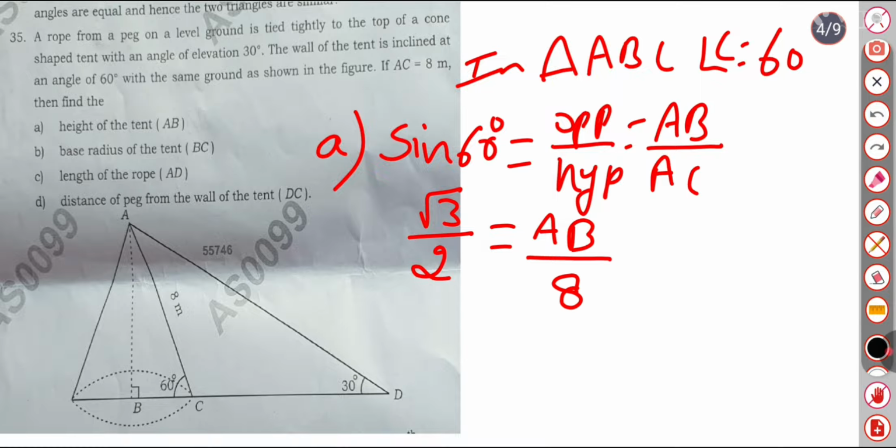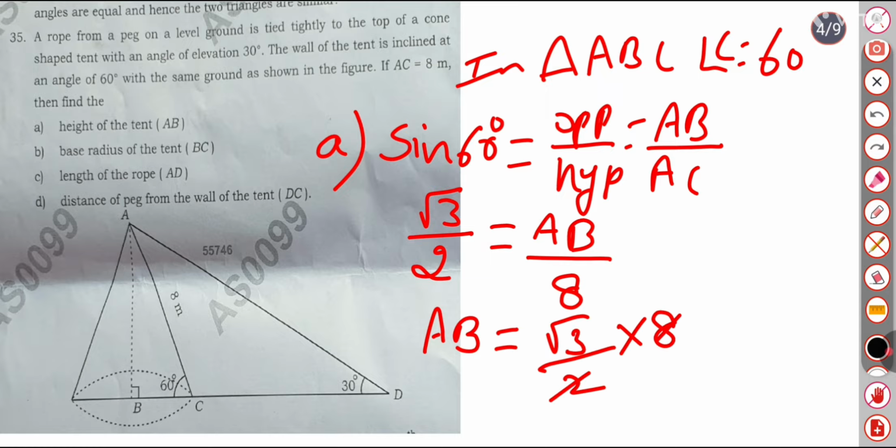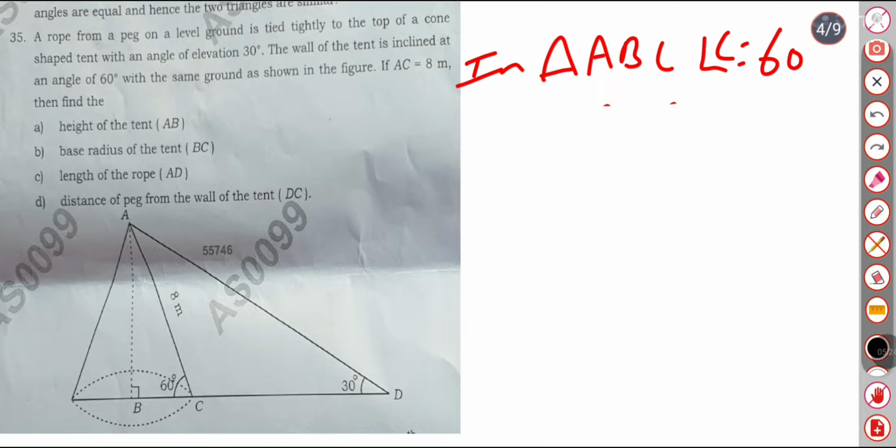If we cross multiply here, AB is equal to root 3 by 2 into 8. 2 ones are 2, 2 fours are 8. So 4 root 3 meters is AB. Next, we want BC. BC is the adjacent side. To find the adjacent side, we have to find cos 60 from the same triangle.